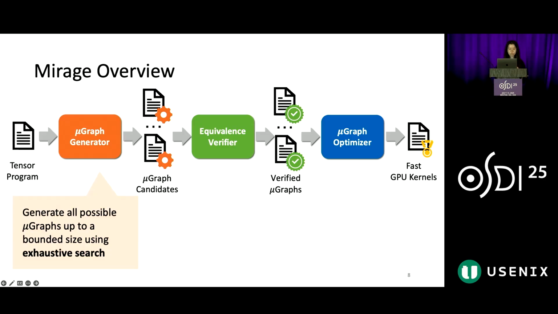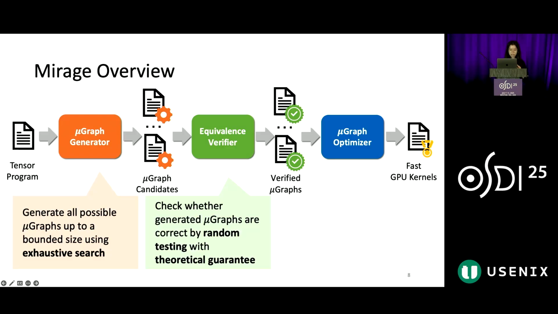The generated MuleGraphs are not guaranteed to be equivalent to the input tensor program, so the next component of Mirage is the equivalence verifier, which checks whether the generated MuleGraphs are correct by using random testing. And what is unusual here is that we have theoretical guarantee on the quality and efficiency of our random testing.